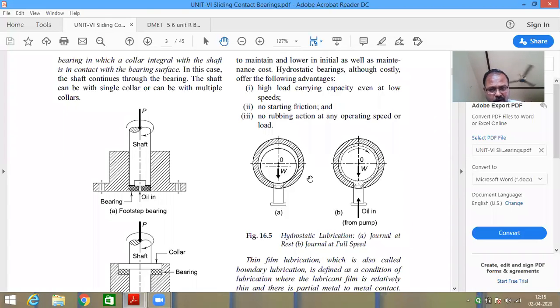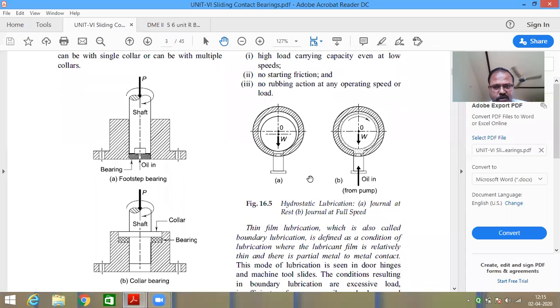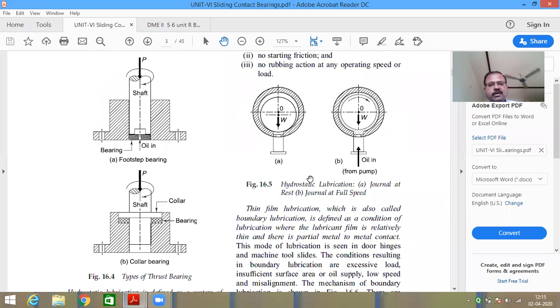Such hydrodynamic or hydrostatic bearings are capable of taking heavy amounts of radial loads as well as axial loads. For taking axial loads, collars are provided on the shafts so that they do not move in the axial directions. Now, this was about the basic modes of lubrication and basic types of sliding contact bearings.